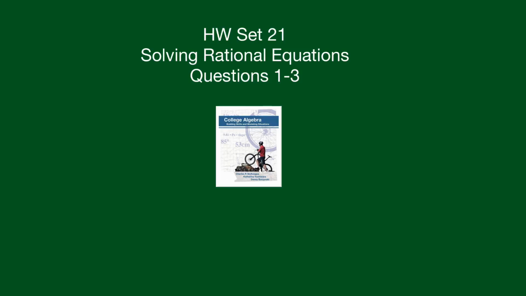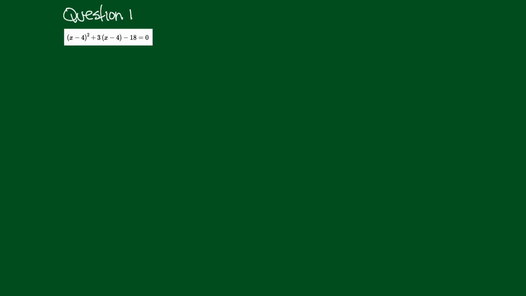This is homework set number 21. We're going to start solving rational equations. Question 1, look what we've got here. This is a quadratic, right? I've got something squared plus 3 times that same something and then minus some constant. Now I'm going to solve this by substitution.